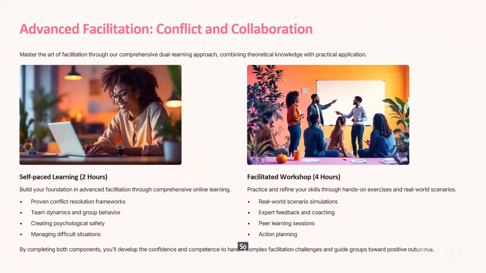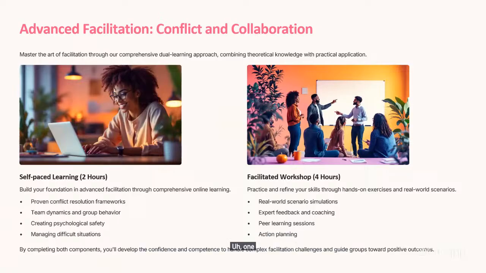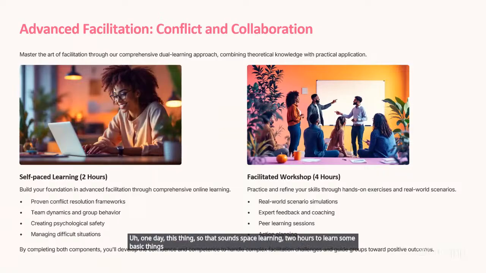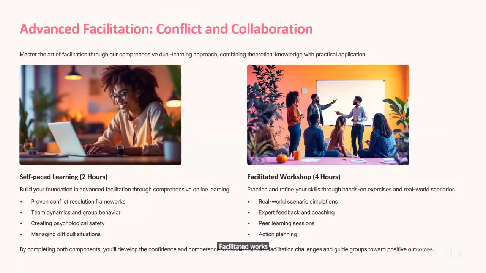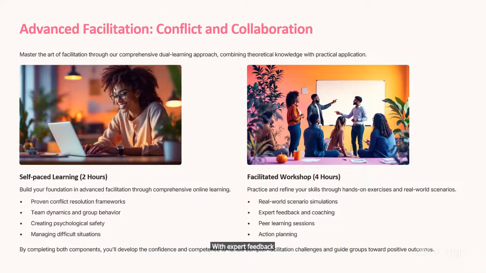So the first component, advanced facilitation, conflict and collaboration, is the micro credential that you get, focusing on one day. The self-paced learning is two hours, where you learn some basics, and then a facilitated workshop where you will learn how to manage conflict, how to manage collaboration, and things like that. The facilitated workshop will have hands-on exercises and real-world scenarios with expert feedback and coaching, peer learning sessions, and an action plan. So you learn how to build these skills.